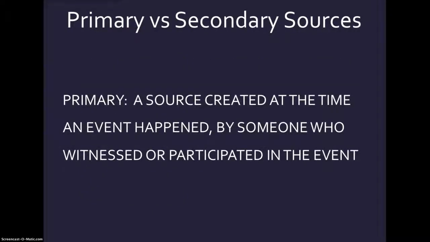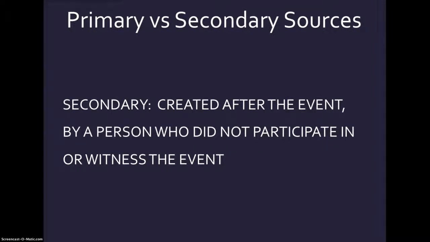Let's look at the difference between primary and secondary sources. A primary source is defined as a source created at the time an event happened by someone who witnessed or participated in the event. And a secondary source was something created after the event by a person who did not participate in or witness the event.